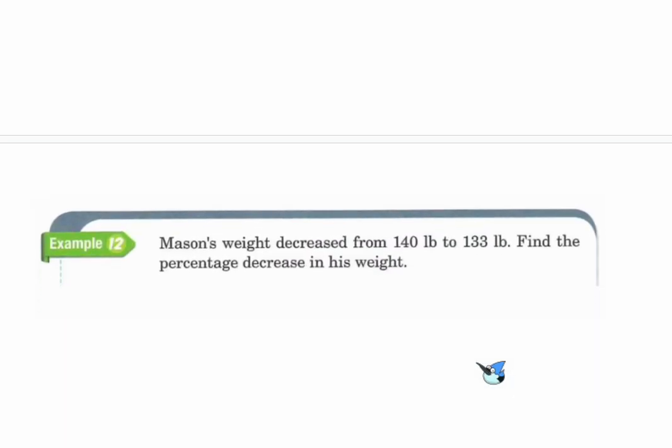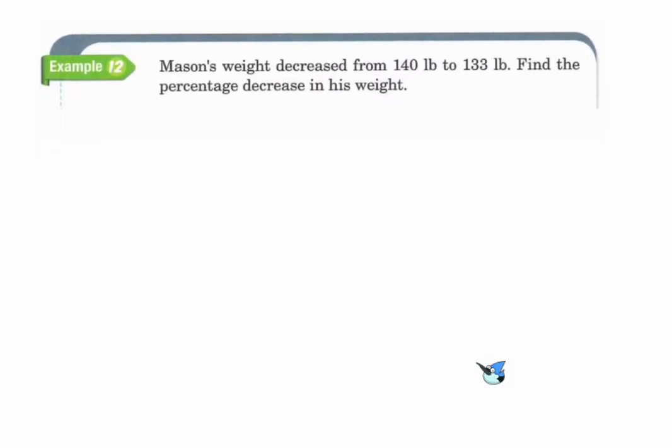Okay, and then we'll do one last problem. Example 12. Mason's weight decreased from 140 pounds to 133 pounds. Find the percent decrease in his weight. They want to know what the percent is that he went down. Go ahead and pause the video and try it on your own first.